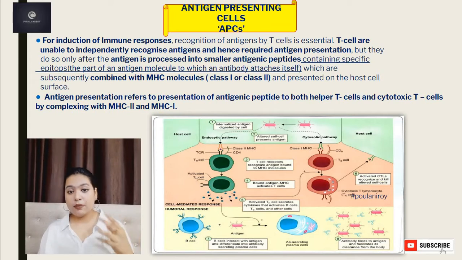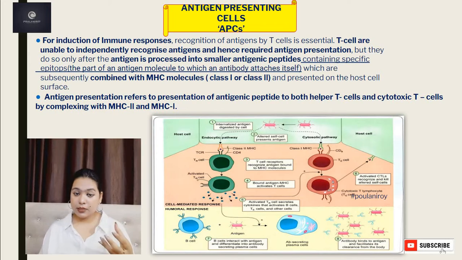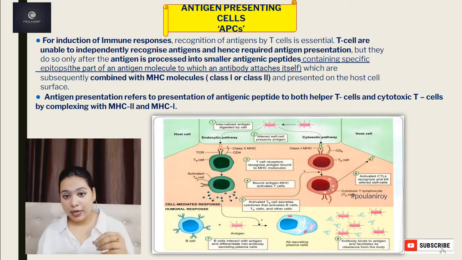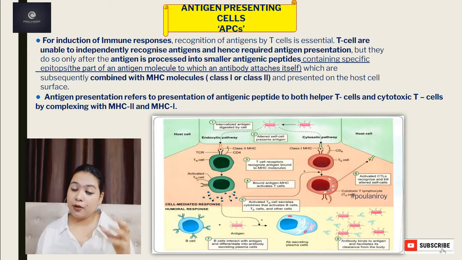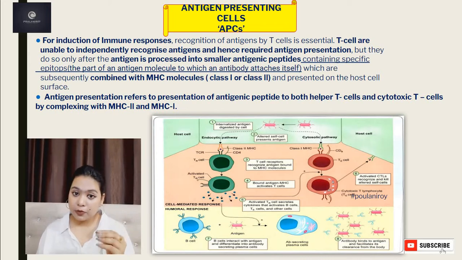send signals to the other neighboring cells, like the other macrophages or the T cells and B cells, whichever are the professional APC cells. They signal them with the help of MHC 2, that is major histocompatibility 2, to come to the exact site of infection or phagocytosis, and to help them complete their mission of phagocytosis and killing of that particular pathogen.